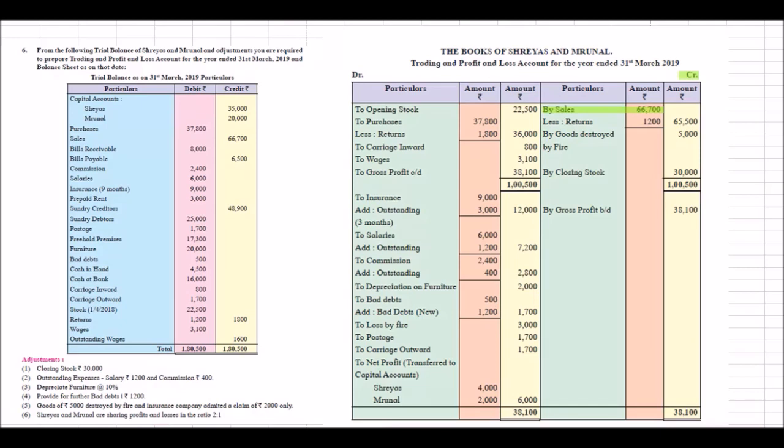So if you come here, the sales amount is 66,700 rupees. I have entered 66,700 rupees here. Next, less returns is 1,200 rupees. This is coming here, 1,200 rupees. So after deducting 1,200 rupees from 66,700 rupees, we got the amount of 65,500 rupees. That is the net sales. Net sales is 65,500 rupees. Next entry is goods destroyed.